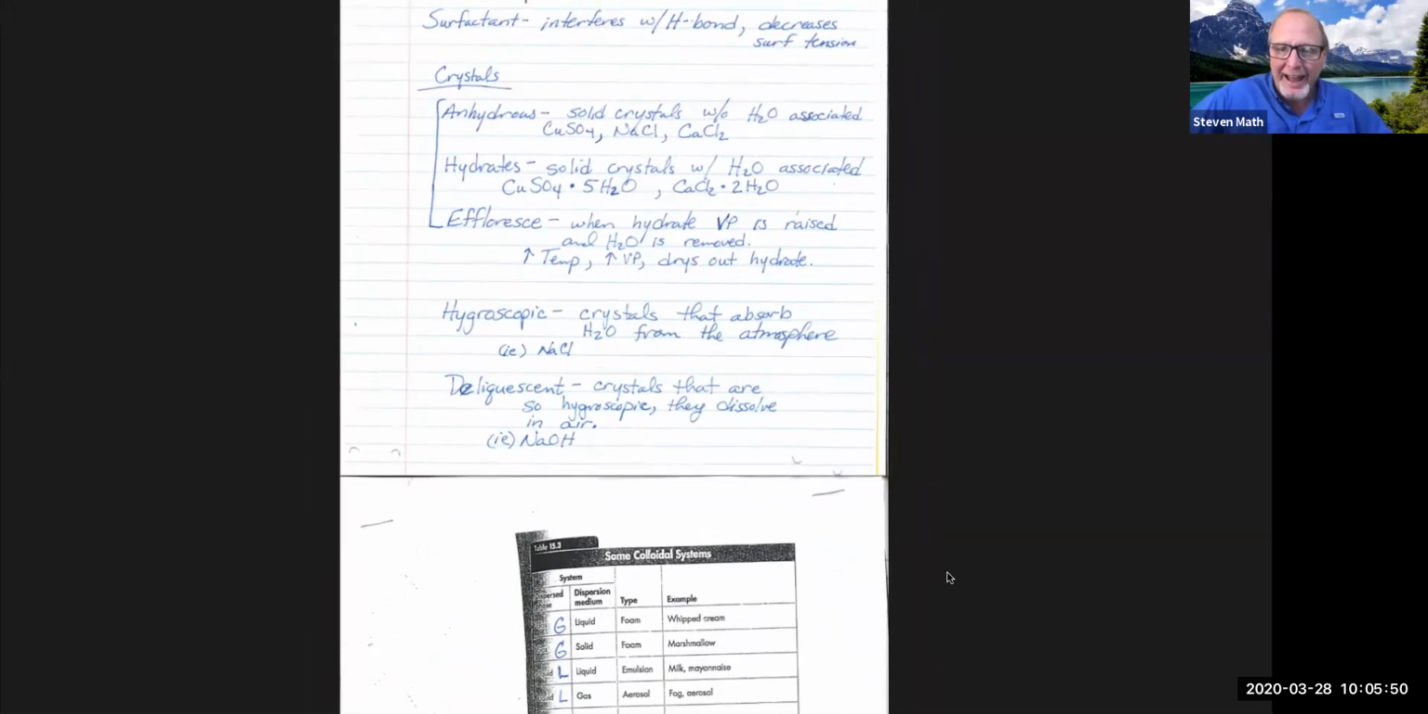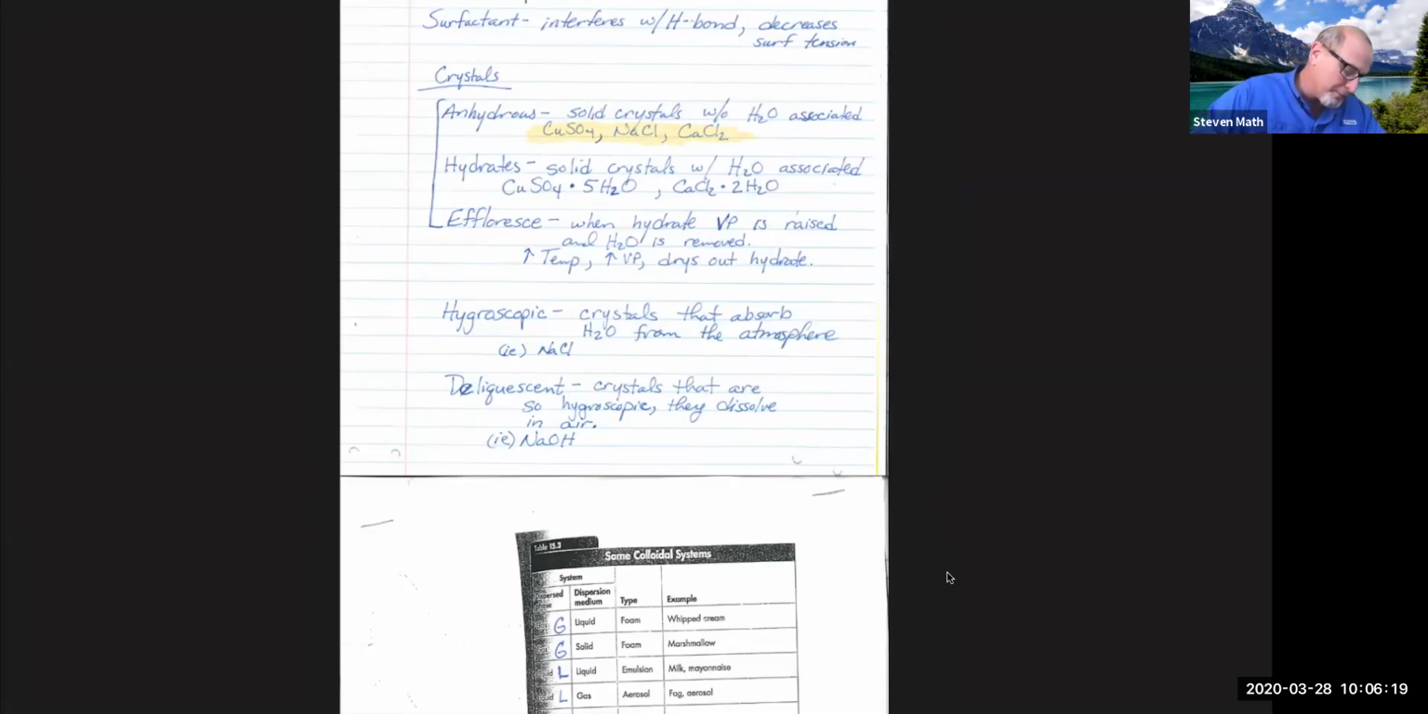The first one is anhydrous. "An" is a prefix meaning without, and hydrous, water: without water. These are what most of us would assume are crystals. Here are three really strong examples of crystals: copper sulfate, sodium chloride, and calcium chloride. These three that I highlighted in yellow are very normal looking crystals, nothing too unusual there.